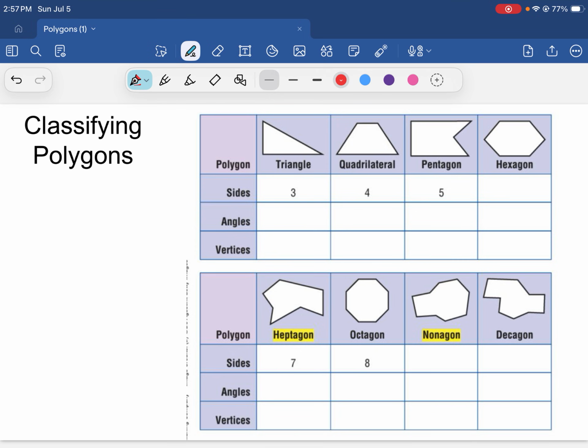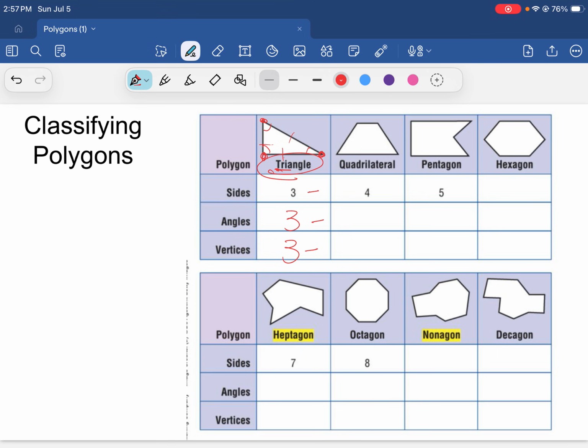If you look here, we can see different types of polygons. Let's look at their characteristics and why they have the names that they have. This triangle has three sides. It also has three angles. It also has three vertices. Because it has three sides, three angles, and three vertices, we call that a triangle.